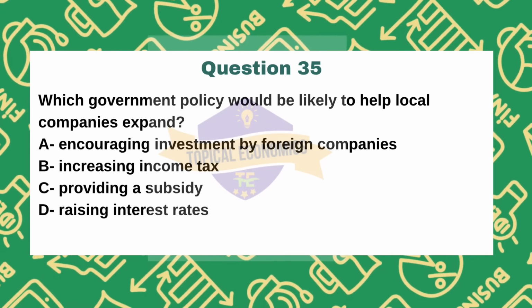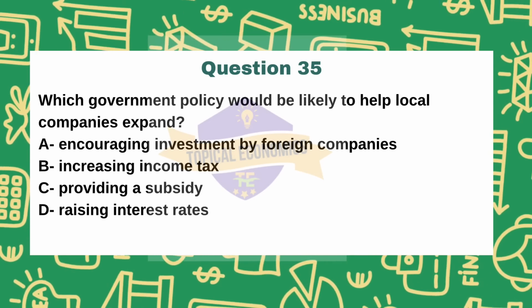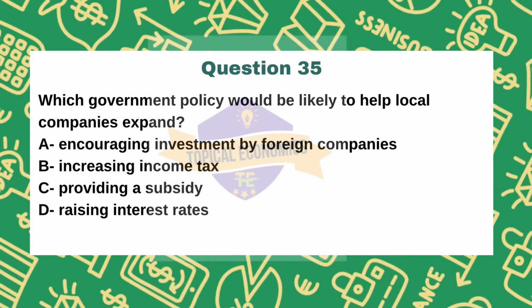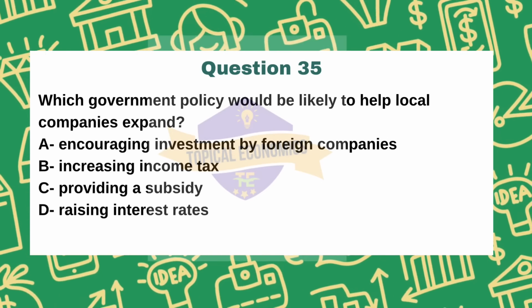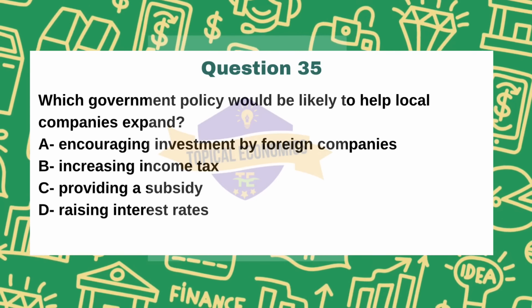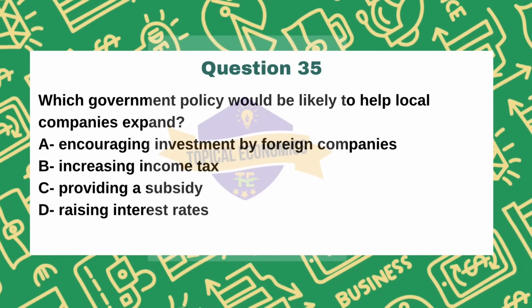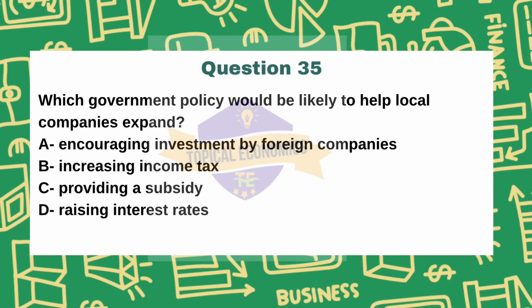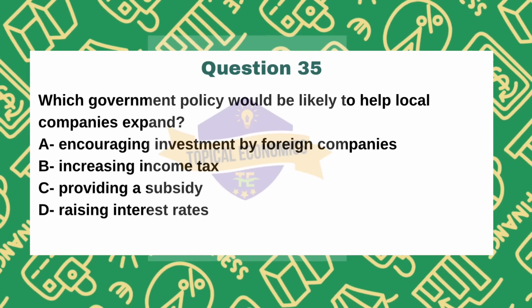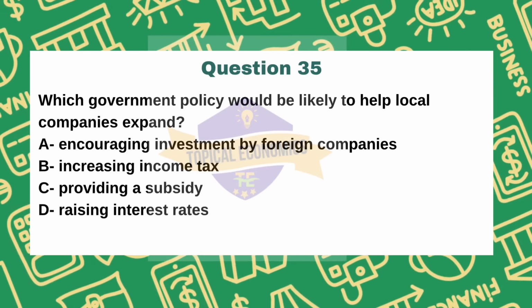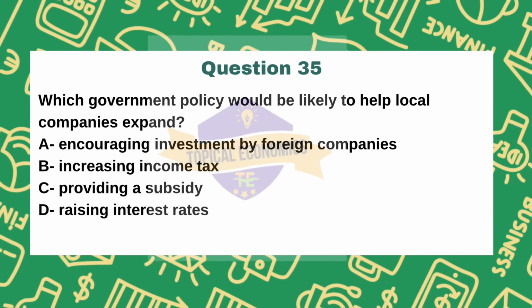Providing a subsidy to local companies can help them reduce their production costs, making it easier for them to expand their operations. Subsidies can enable businesses to invest in new technology, hire additional staff, or increase production capacity. This support can stimulate growth and expansion in local firms, particularly in competitive markets. Analyzing the other options. Option A, encouraging investment by foreign companies. While attracting foreign investment can have positive effects on the economy, it does not directly help local companies expand. It might even increase competition for local firms.